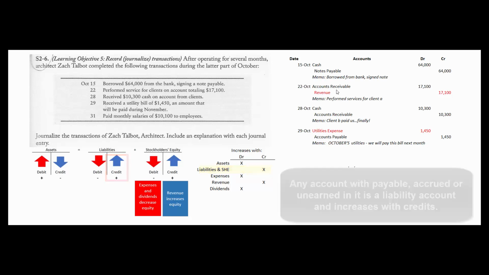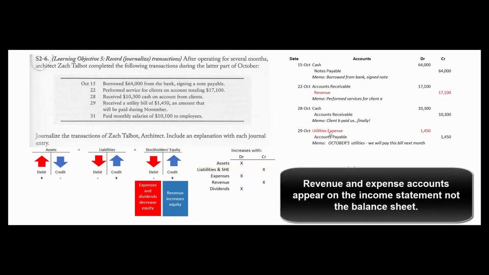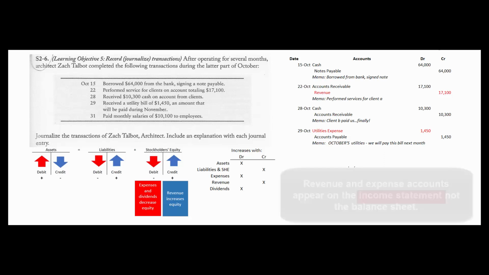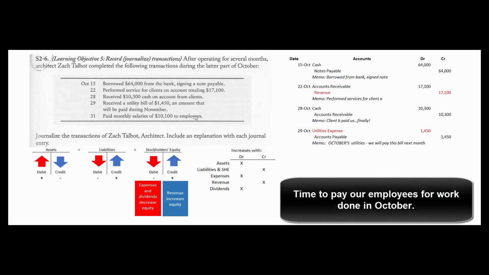Please note that I put the revenue and expense accounts, in other words the income statement accounts, in red font to help us remember that revenue and expenses appear only on the income statement, not on the balance sheet. Finally, on Halloween, we pay the monthly salaries for the month of October of $10,100. We're going to be paying that in cash. Why don't you pause this video and see if you can compose that last journal entry.